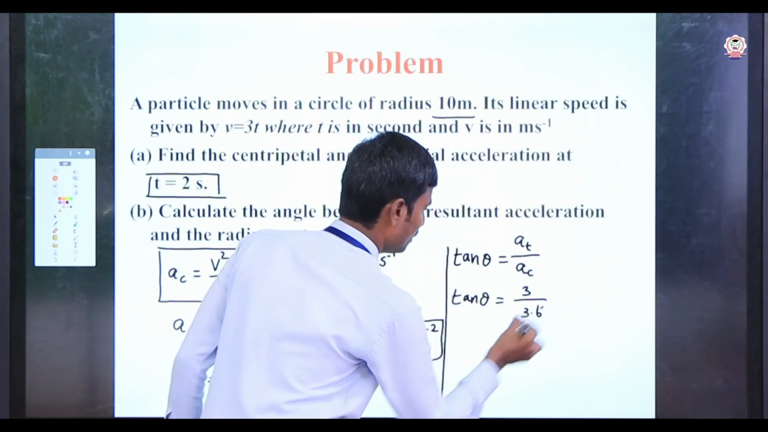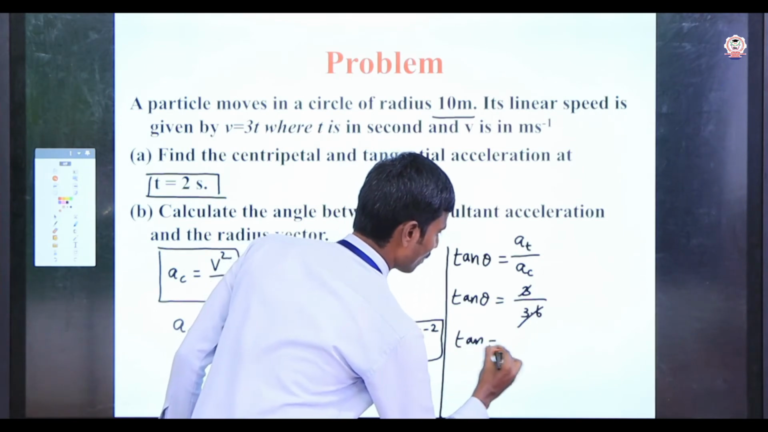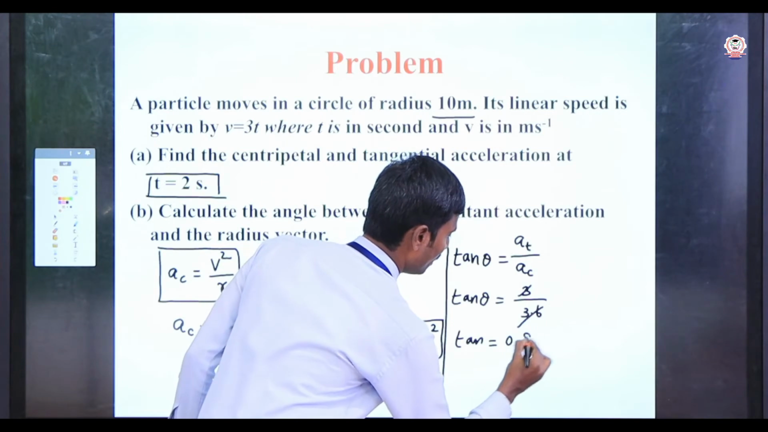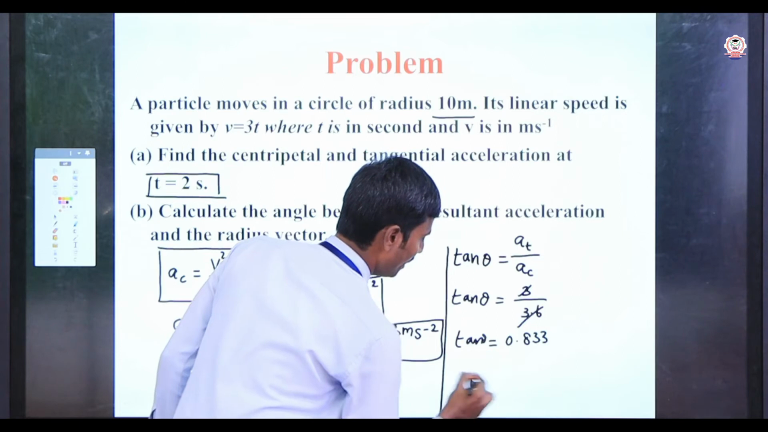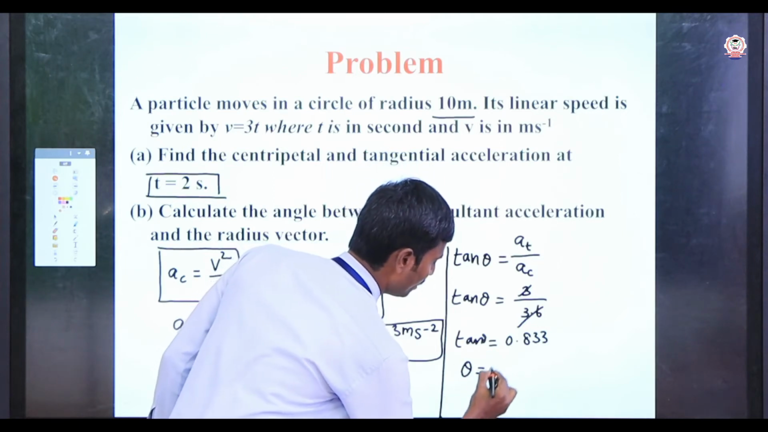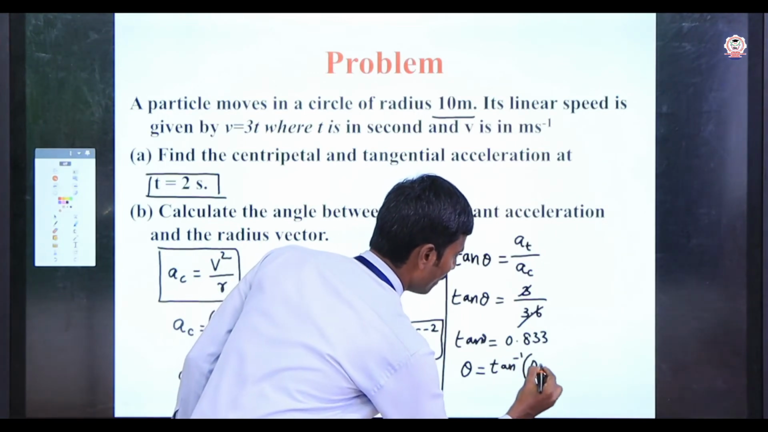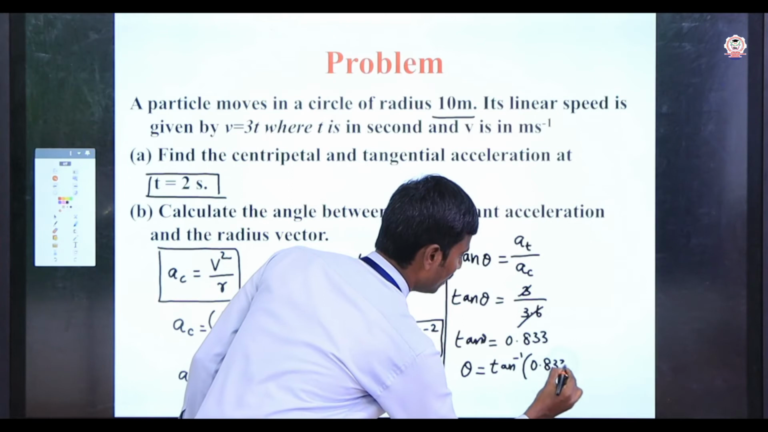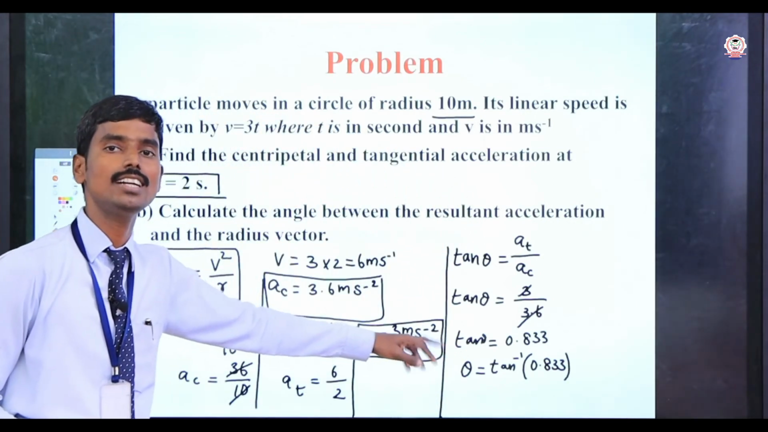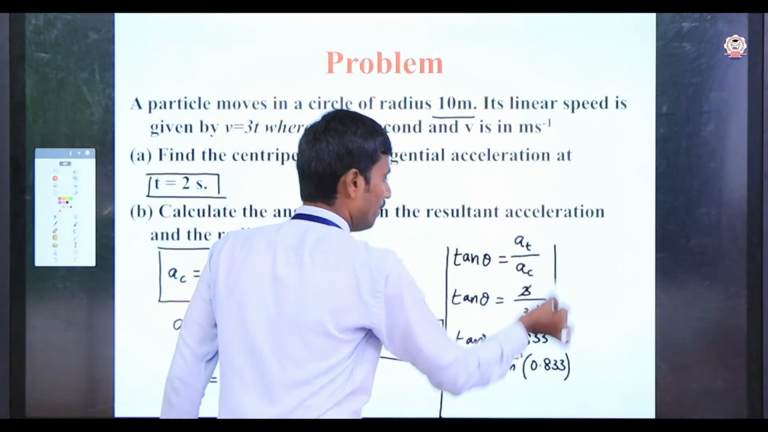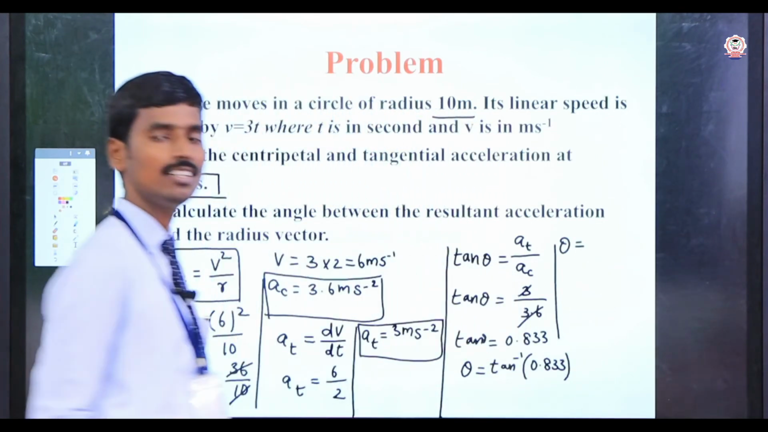So simplify, we get the answer tan theta equal to 0.833. But here we need theta only. So theta equal to tan inverse of 0.833. Take natural tangents. So at that time we get the answer theta equal to 0.69 radian.